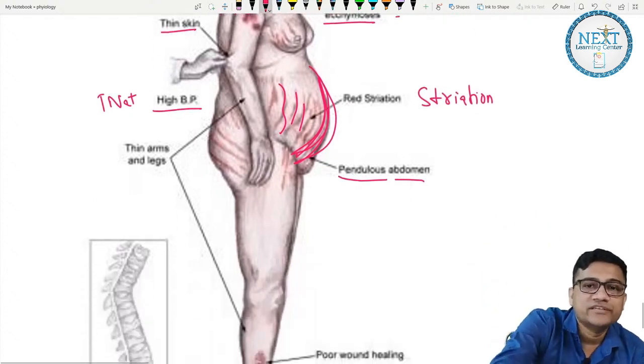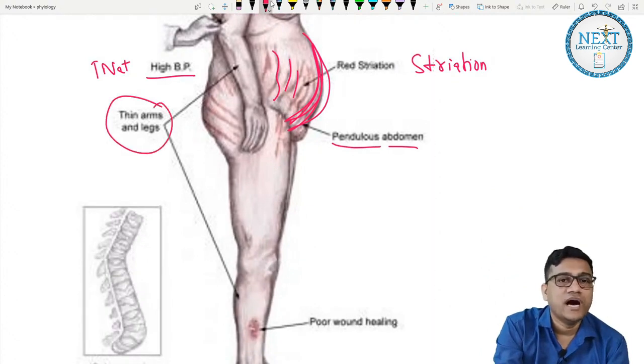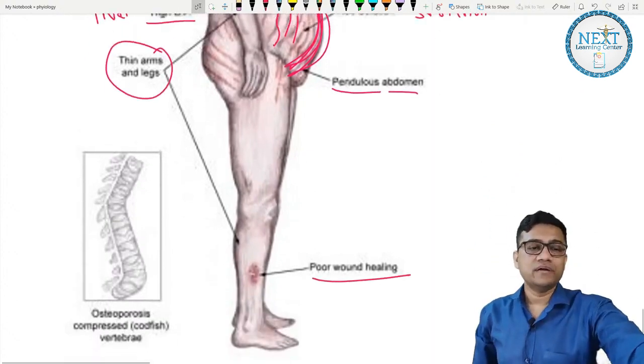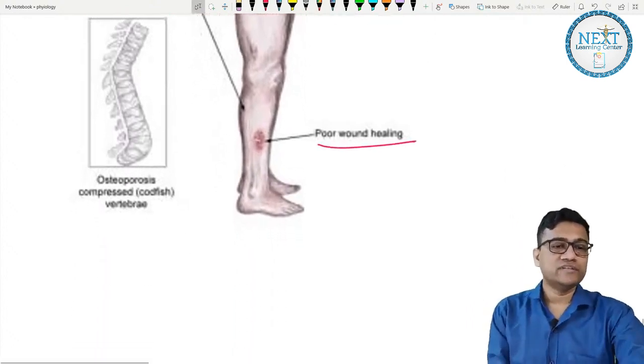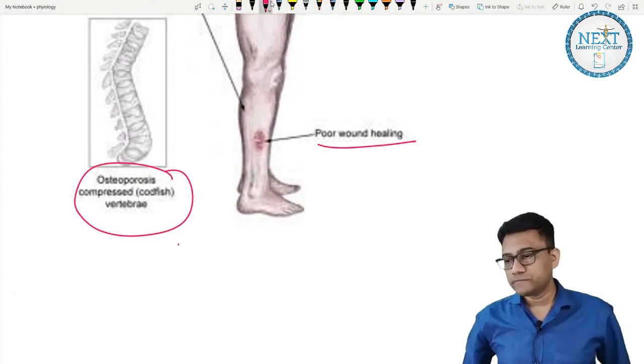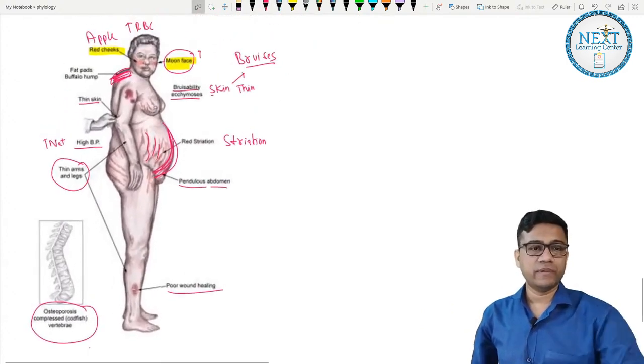Okay, so red striations. And yes, very thin limbs. Can you see? Thin arms and legs. Okay, and poor wound healing. Why? Because glucocorticoids impair the wound. And osteoporosis, I've discussed all the features. Okay, osteoporosis. Okay, clear? So you can just take a photo and you will remember it always.